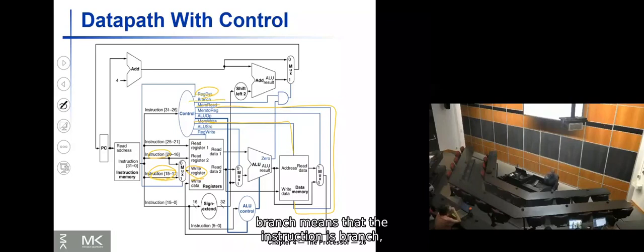Branch means that the instruction is a branch, so we should be careful about the next PC. The next PC is either PC+4 or the target address. So when we have a taken branch, the PC gets its value from here. But otherwise, if it is not a branch, or if it is a branch not taken, then the next PC would be PC+4, this one.